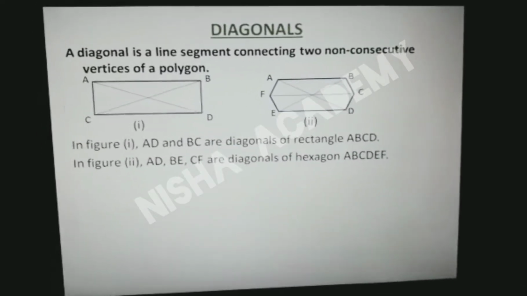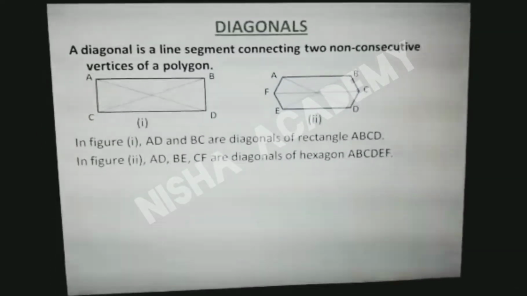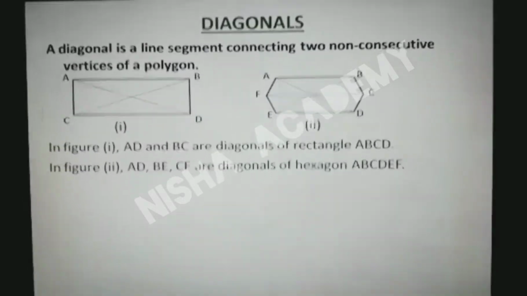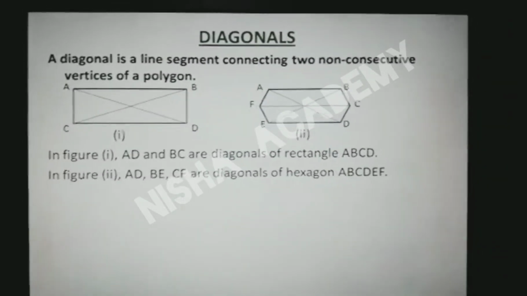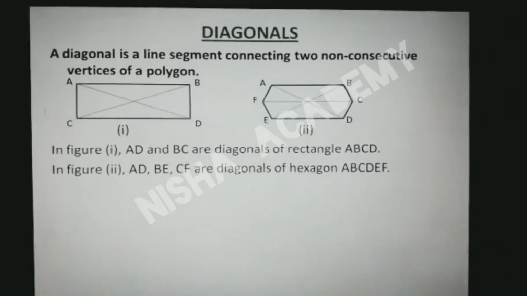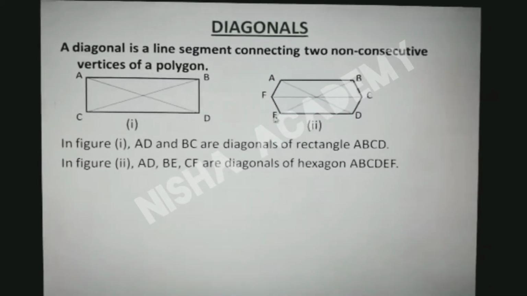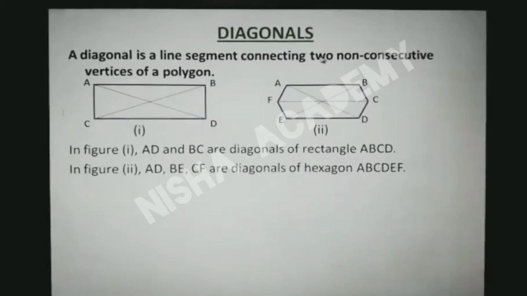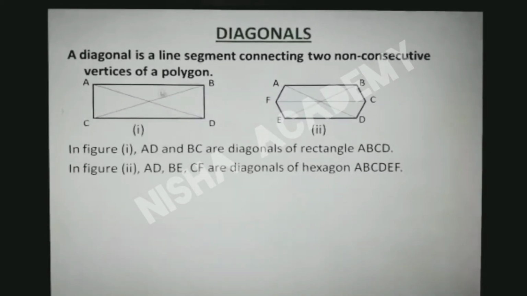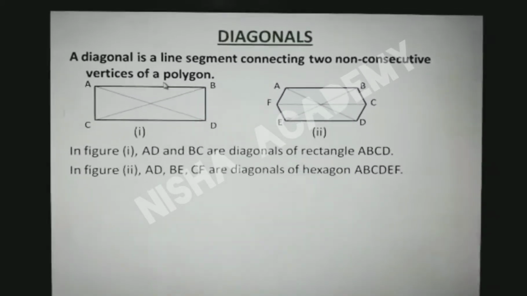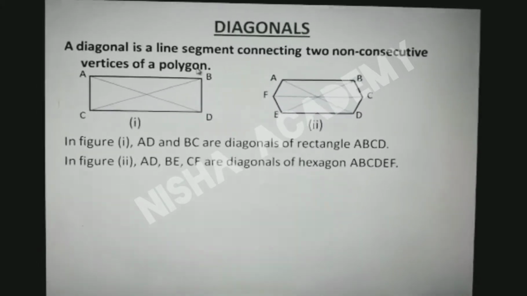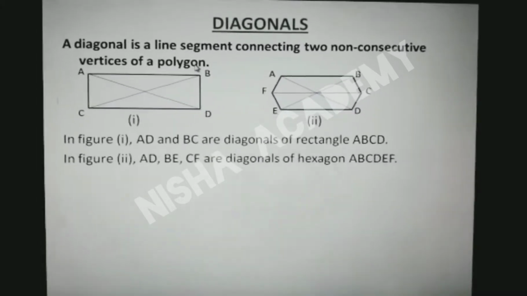Our next topic is diagonals. You have studied about diagonals in previous classes, but in this you will study them in depth. A diagonal is a line segment connecting two non-consecutive vertices of a polygon. Non-consecutive means they are not coming next to each other.